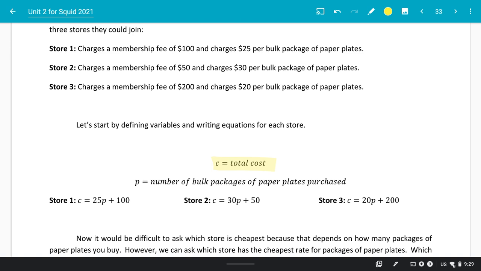C is the total cost. P is the number of bulk packages. So here are our equations. Notice the initial value, rate of change, initial value, rate of change, initial value, rate of change. Becomes very easy then to make the equations, doesn't it?